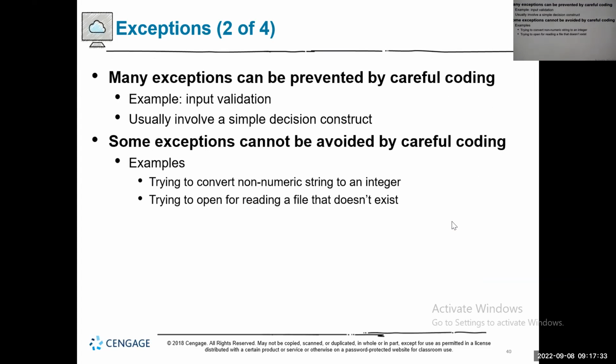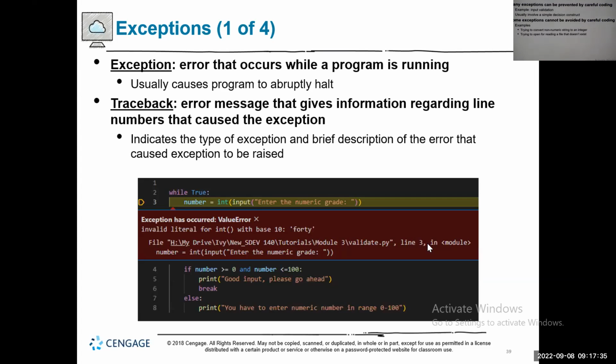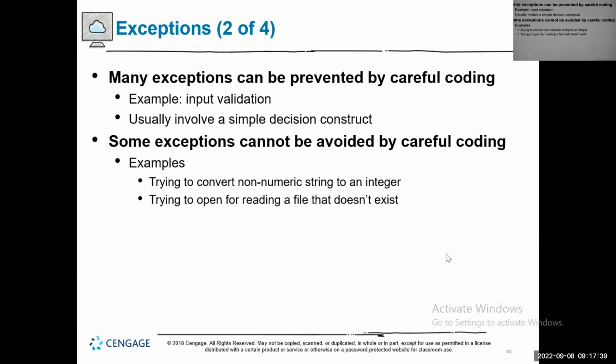So of course you can have many exceptions, not only the ValueError. You can think about what happens if you have two numbers and you divide by 0. Also, you have an exception, right? Or you want to open a file, but the file does not exist. That is also an exception. Many exceptions can be prevented by careful coding, for example input validation, which usually involves simple decision concepts.